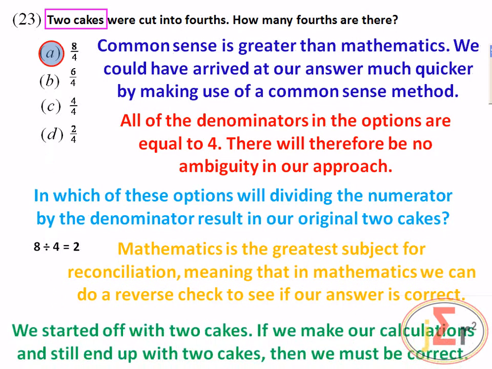We started off with how many cakes? 2. If we make our calculations and still end up with 2 cakes, then we must be correct. Started off with 2 cakes and we do our calculation and we still end up with 2 cakes. We are sure that we are correct.